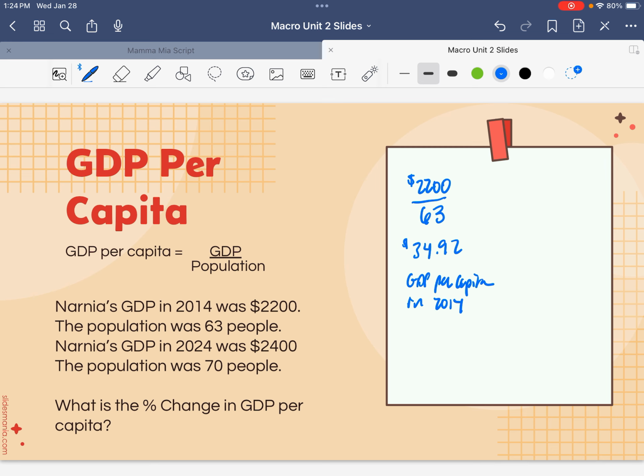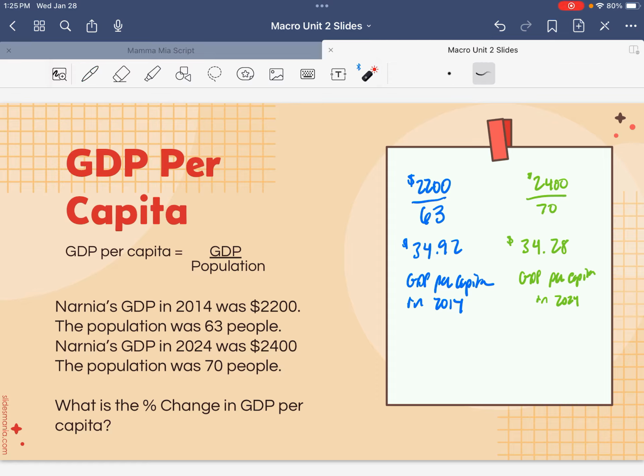Okay, I'm going to do the same over here for 2015. And that's going to be $2,400 divided by how many people, 70 people. And I get $34.28 GDP per capita in 2015.